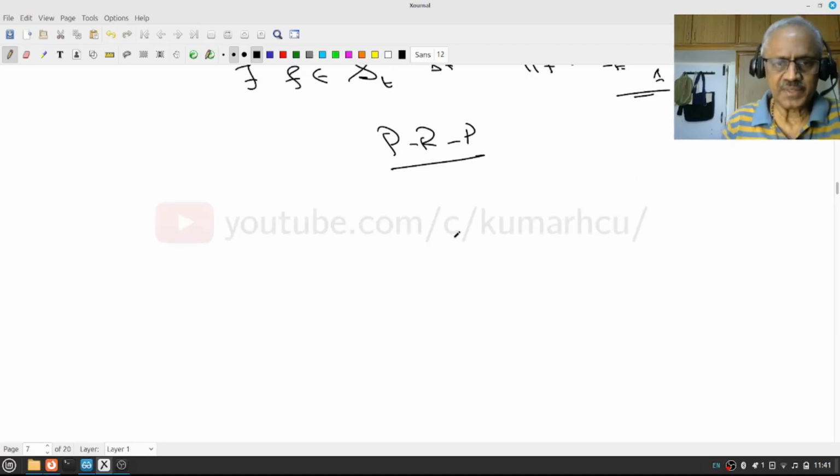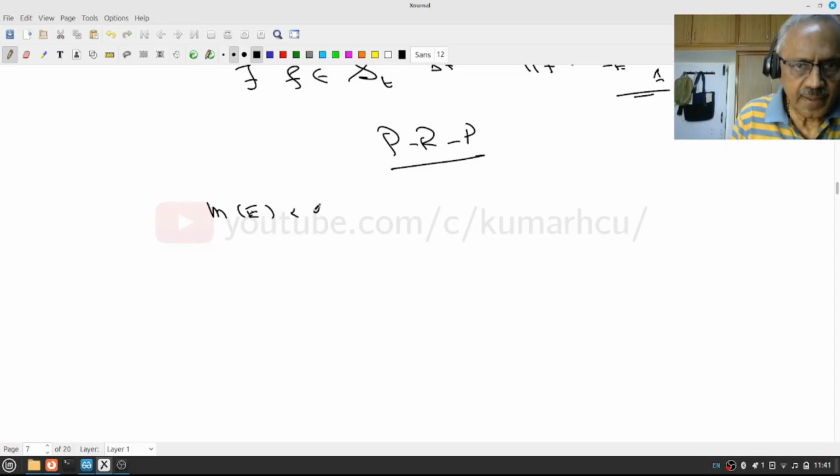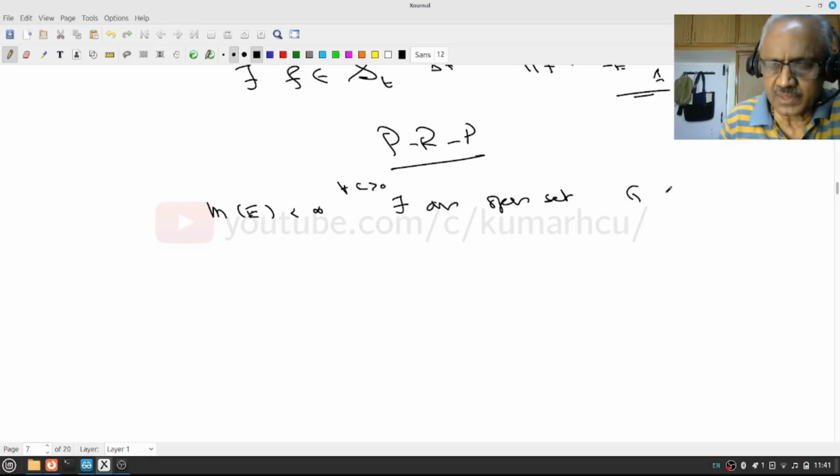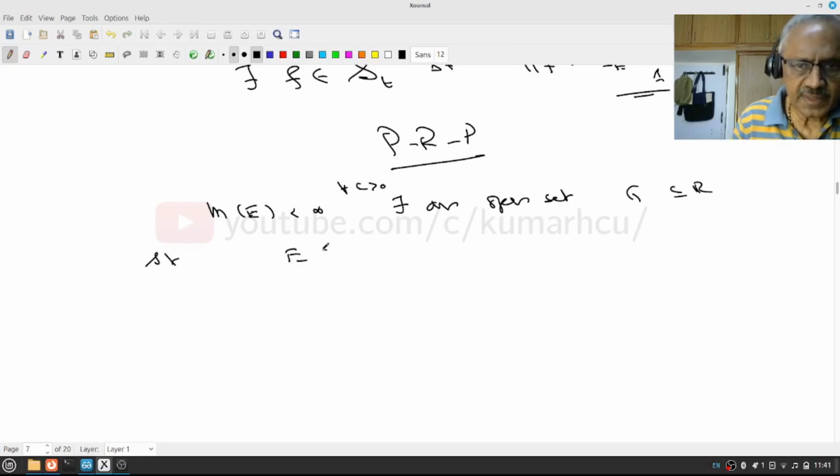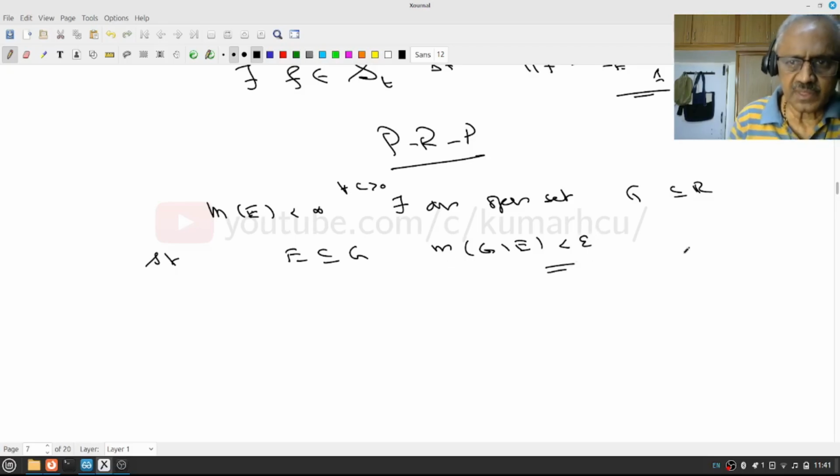Let us see what it means. Since measure of E is finite, given epsilon positive, there is an open set G in R, so that E is contained in G and measure of G minus E is less than epsilon. This is the inner outer regularity, we have seen it.